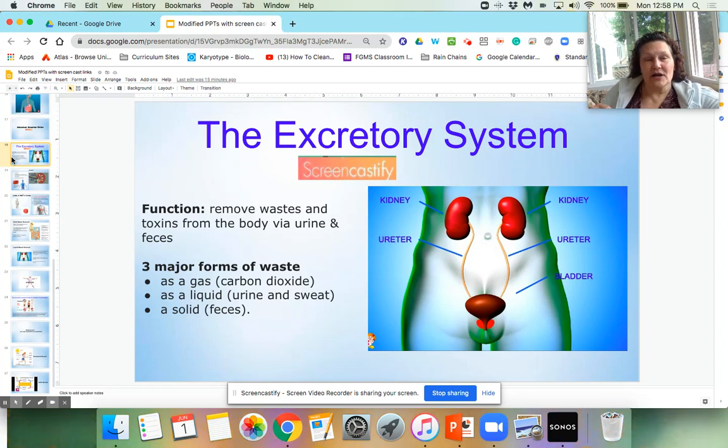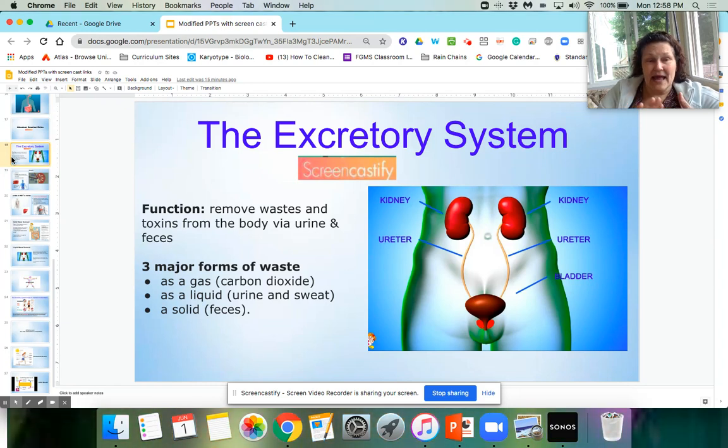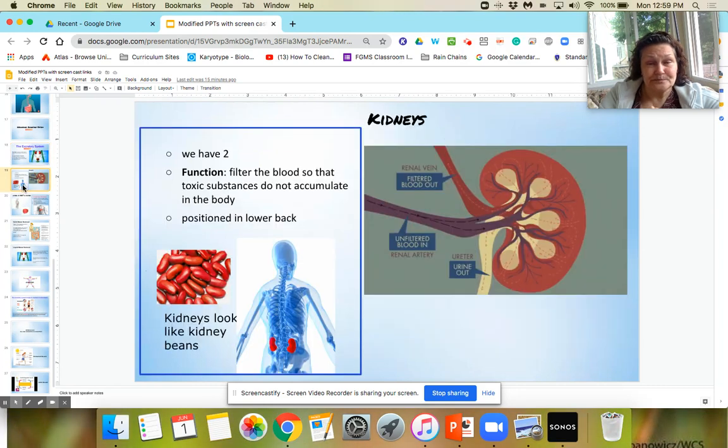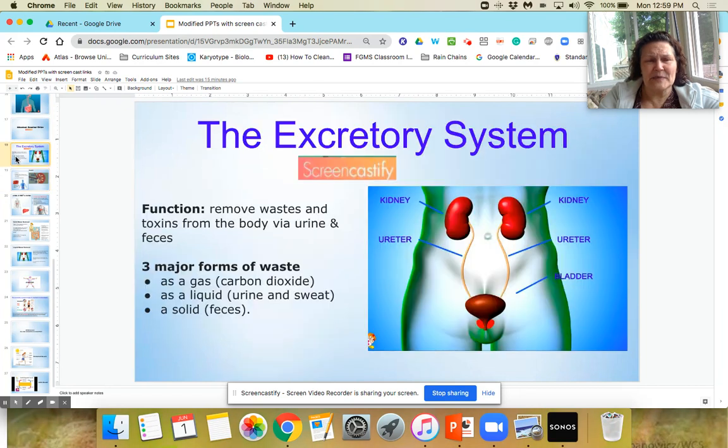The two we're focusing on here are how to get rid of excess liquid from our bodies and the solid stuff that is the end part of our digestive system. Okay. And so the excretory system and the digestive system work incredibly close together. They work hand in hand. All right. And so let's move on to our next slide. And let me bounce back here a little bit.